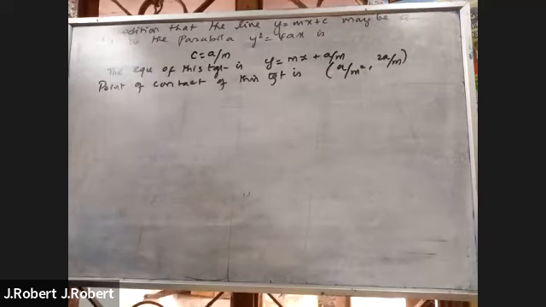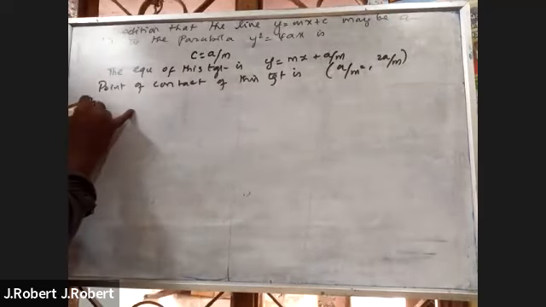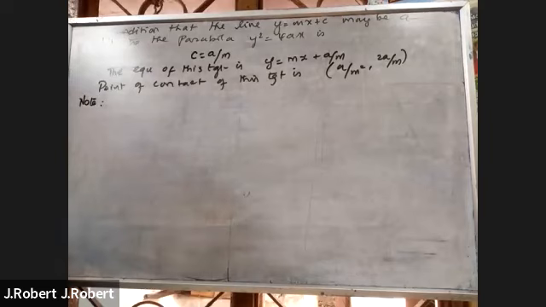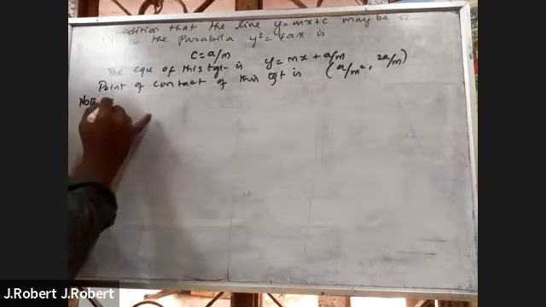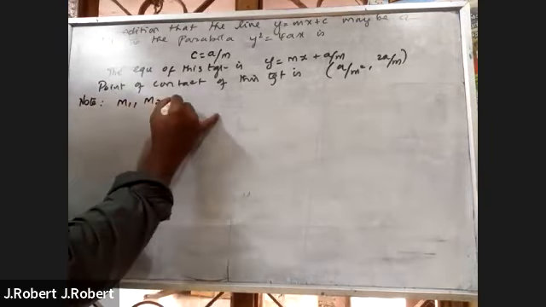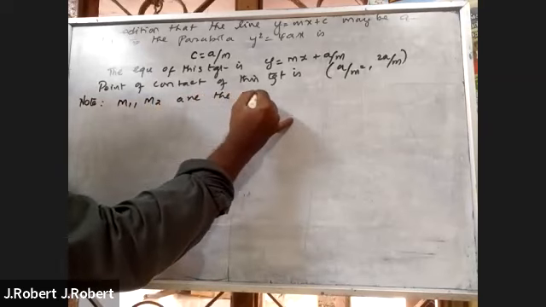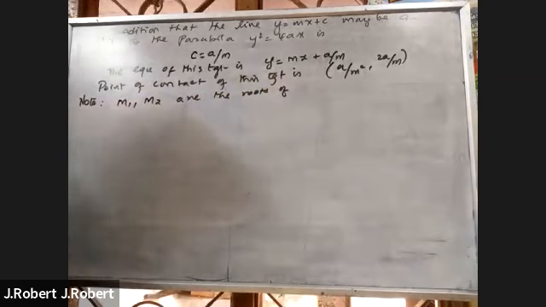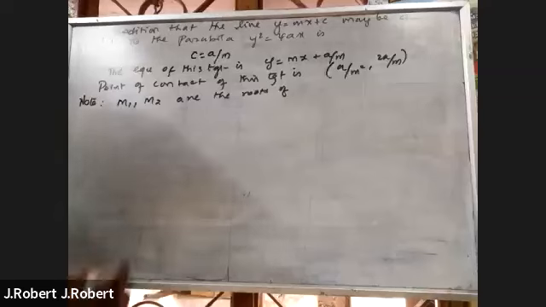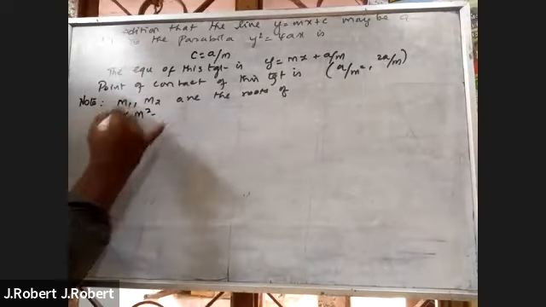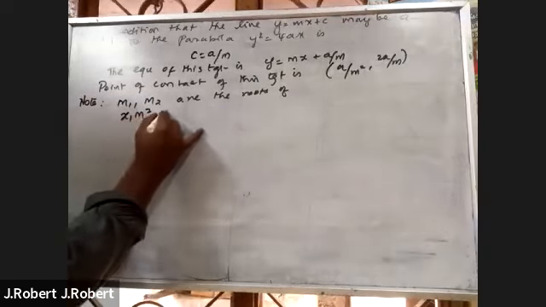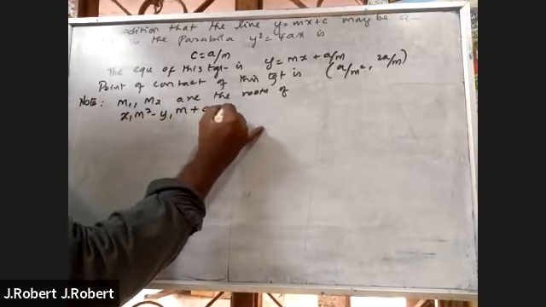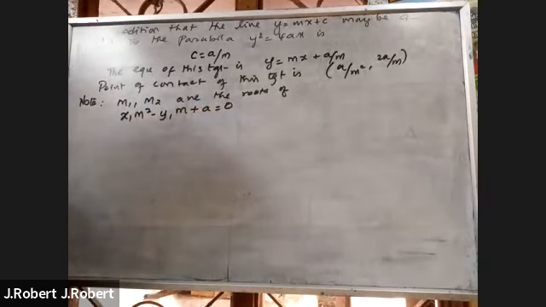Okay, next note. A very useful result: if m1 and m2 are the roots of x1 m squared minus y1 m plus a equals 0, then the normals are perpendicular to each other.